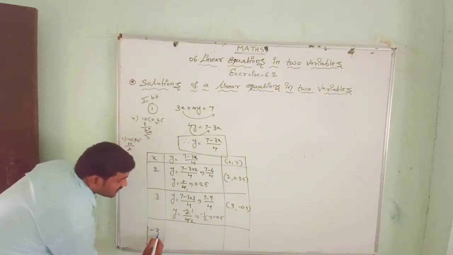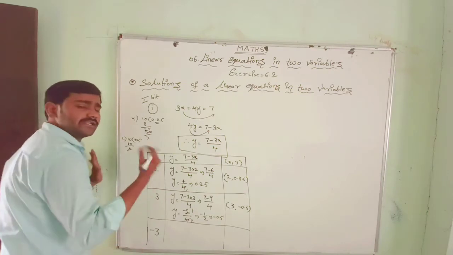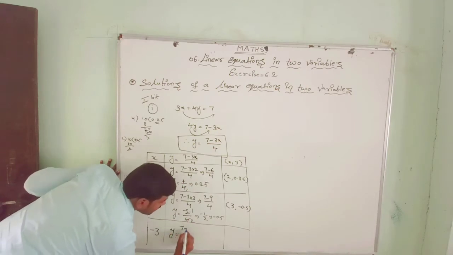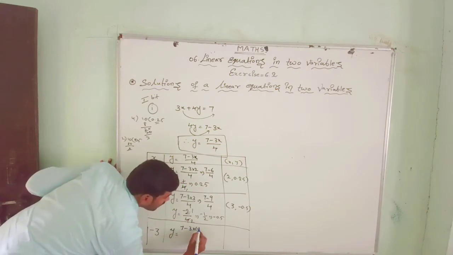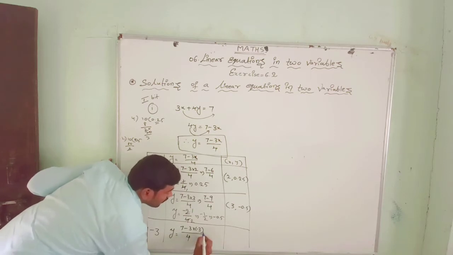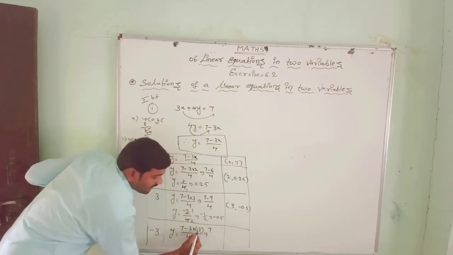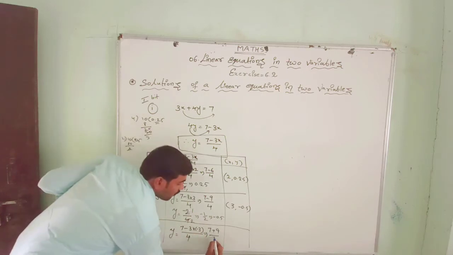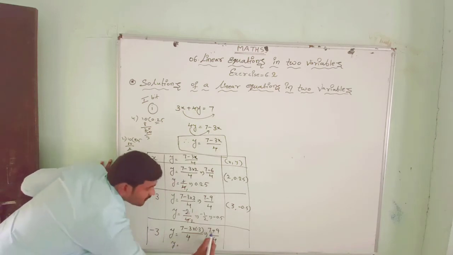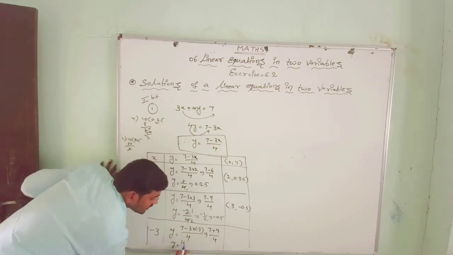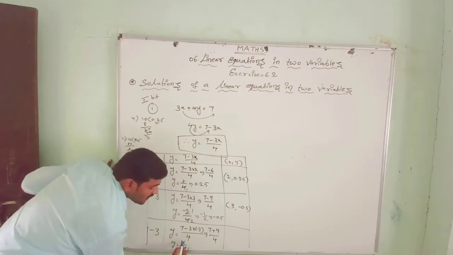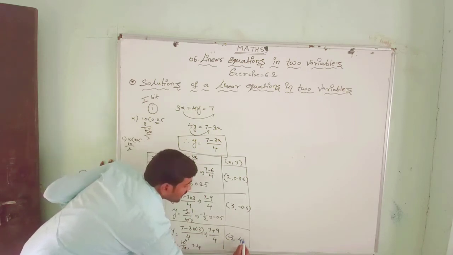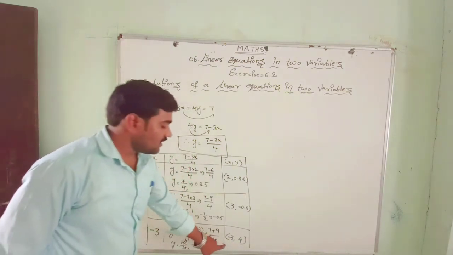Suppose x equals minus 3. I can take any numbers, you can even substitute any numbers. There is no rule there. So y equals 7 minus 3 into minus 3 by 4. That equals 7 plus 3 into 3, 3 threes are 9, by 4. So now you see y equals 7 plus 9, which is 16, by 4. Four fours are 16, so that equals 4. Where x is minus 3, y is 4.